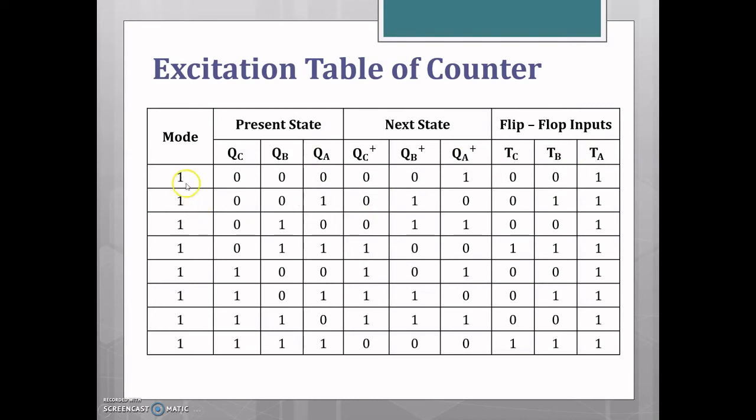When the mode input is 1, it is acting as an up counter. So for the state 0, 0, 0, the next state is 0, 0, 1. For 0, 0, 1, the next state is 0, 1, 0. So it is acting as an up counter. Similarly, determine the flip-flop inputs TC, TB, TA using QC, QC plus, QB, QB plus, and QA, QA plus.